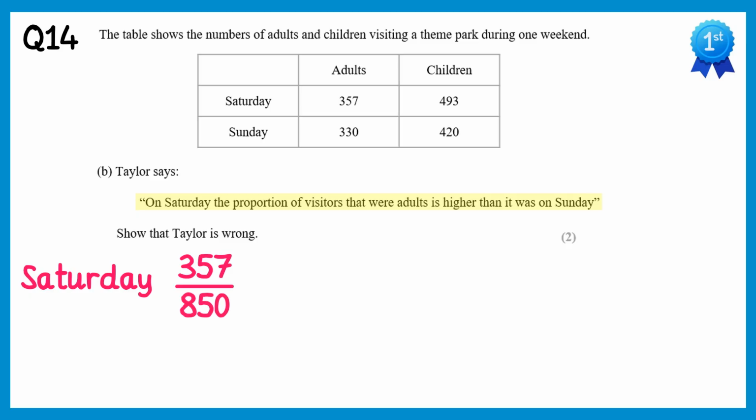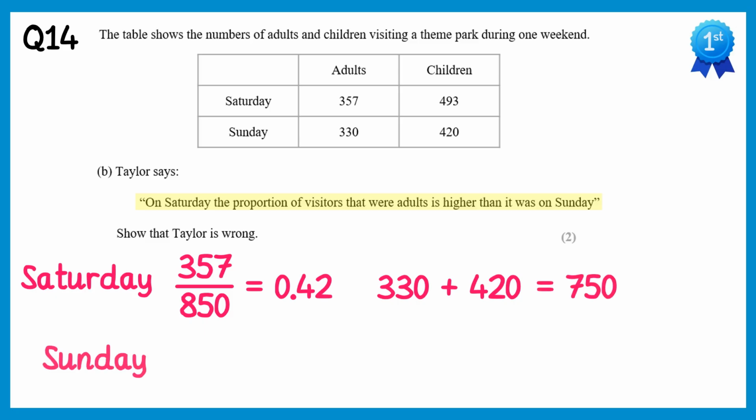Now if you stick this into your calculator and then press the SD button, it will turn into a decimal for you, which is 0.42. That's going to be handy in a minute when we compare the proportions. So now let's do the same for Sunday. So we need the total number of people on Sunday, so let's add together the adults 330 and the children 420. That gives you a total of 750.